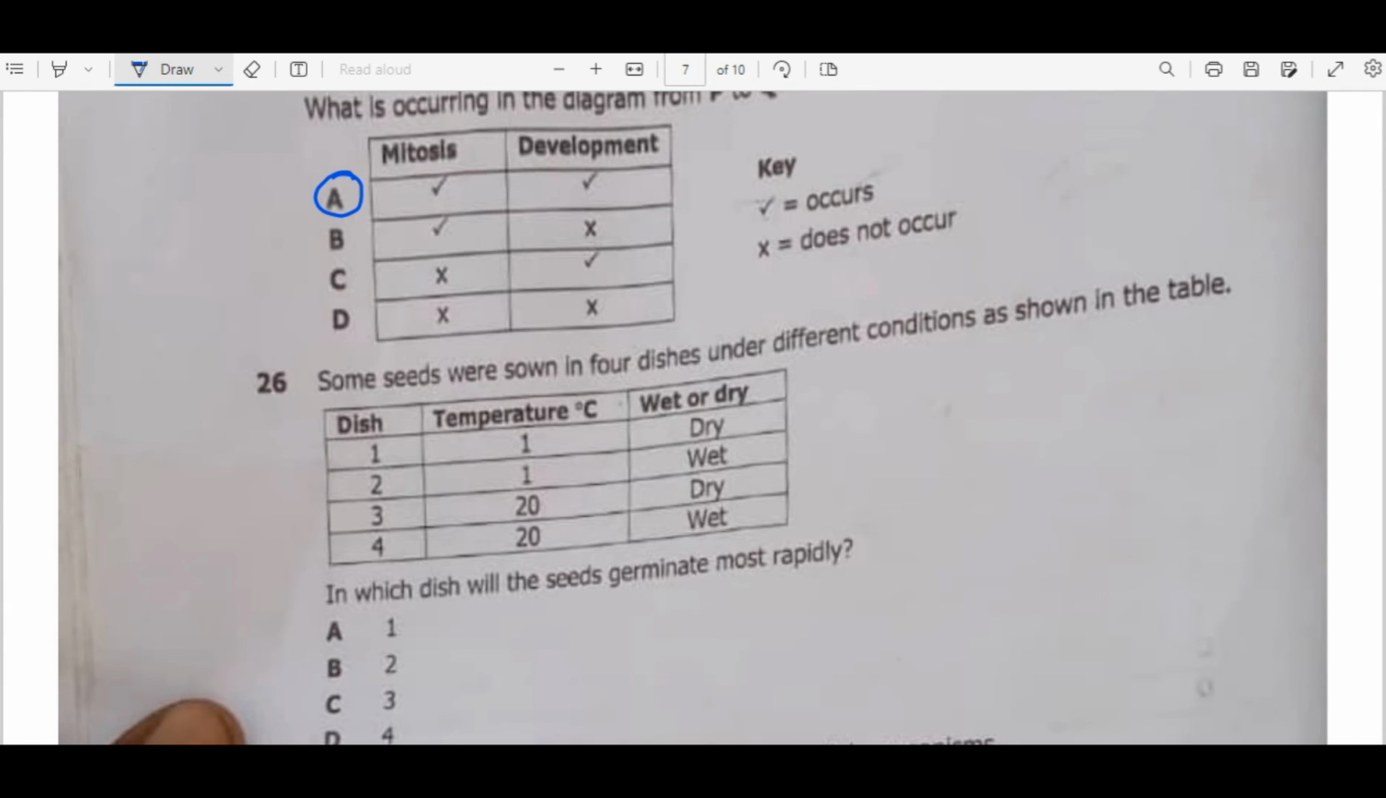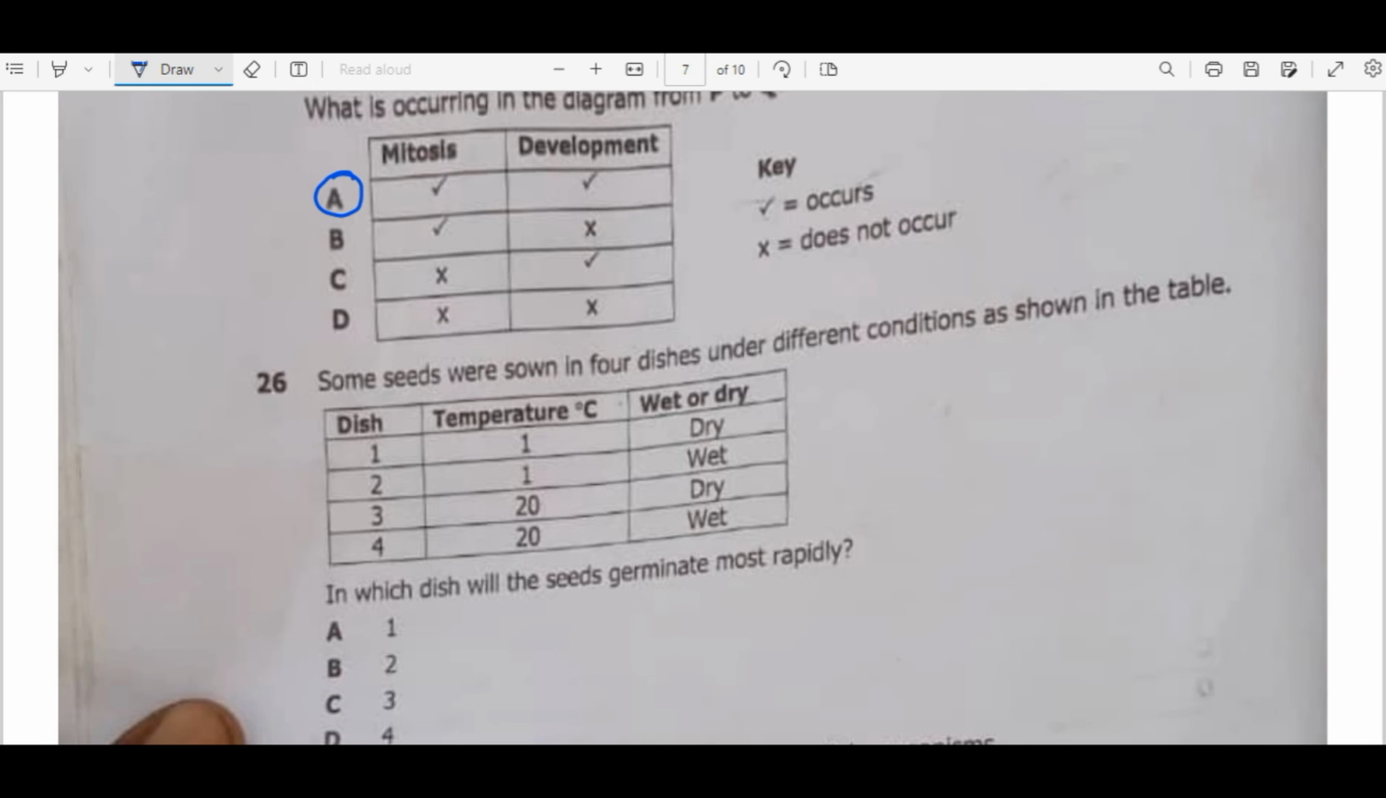Some seeds were sown in 4 dishes under different conditions as shown in the table. So we have dish 1, dish 2, dish 3, and dish 4. So the temperature is 1, 2, or 1, 1, and then 20, 20, and then dry, wet, and dry, and then wet. So in which dish will the seed germinate most rapidly?